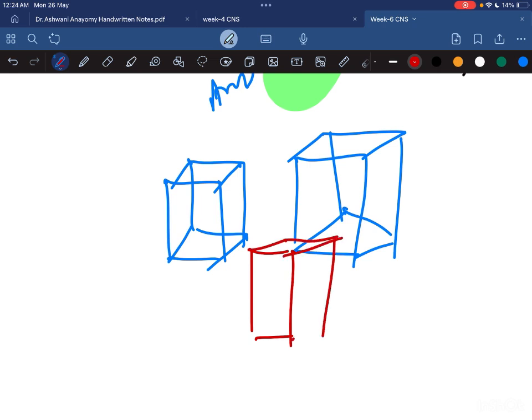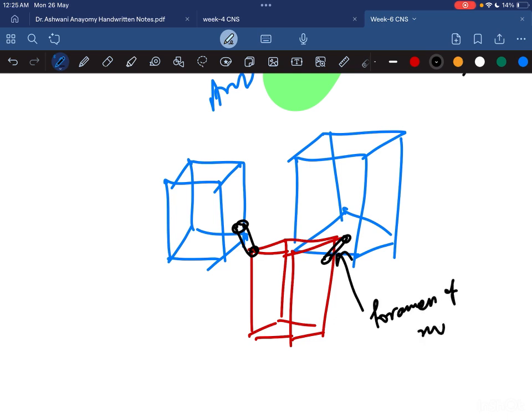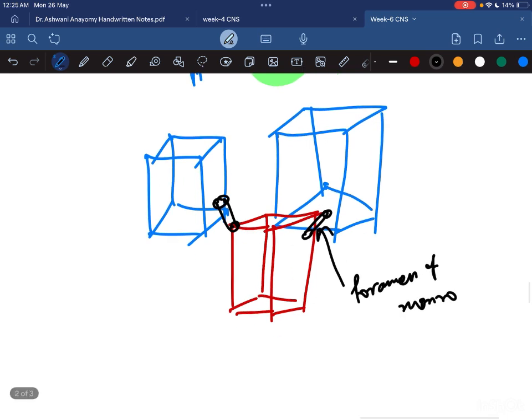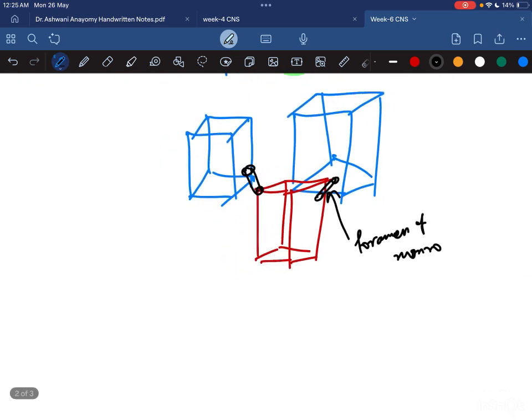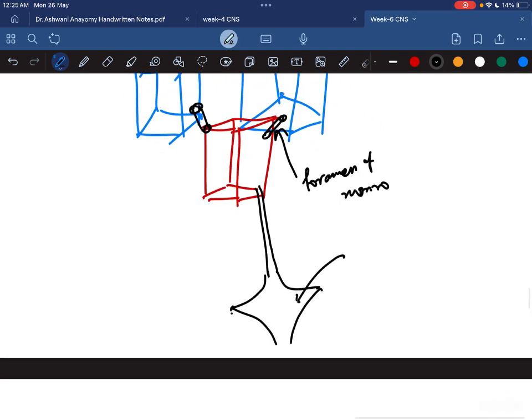So when we look in this ventricle, this is the third ventricle, and this is connected. This connection is known as foramen of Monro or interventricular foramen. And after this third ventricle, there is an aqueduct coming down and forming the fourth ventricle. This is the fourth ventricle.